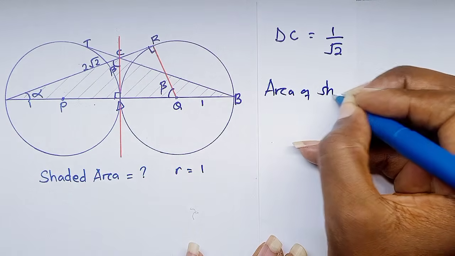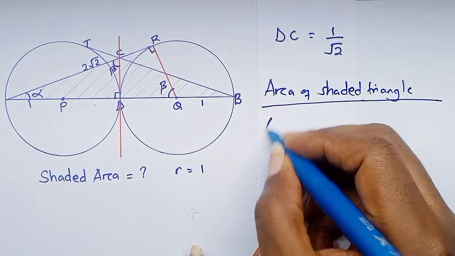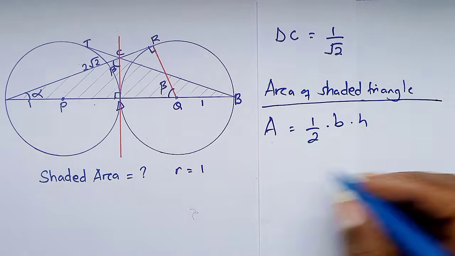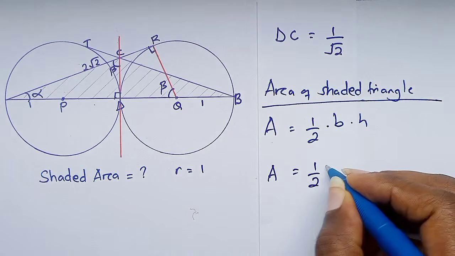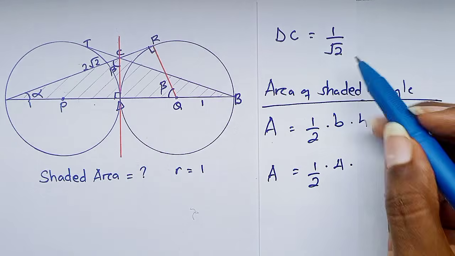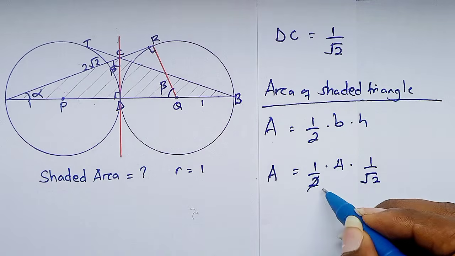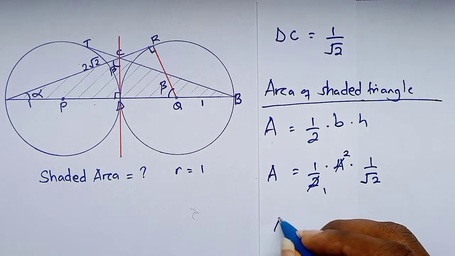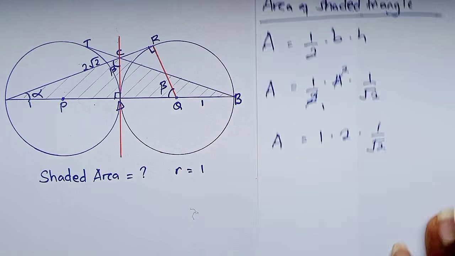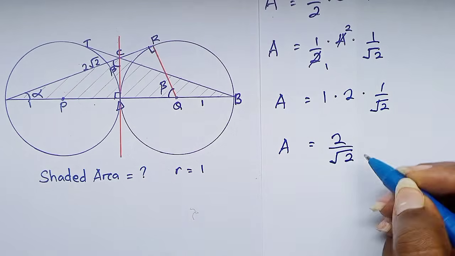So area of shaded triangle is equal to a half times base times height. So area will be equal to a half times the base, which is the sum of the 2 diameters, which is 4, times the height, which we found as 1 over root 2. Okay, so 2 goes into 4 2 times. Therefore, area is equal to 1 times 2 times 1 over root 2. And so area is equal to 2 over root 2.